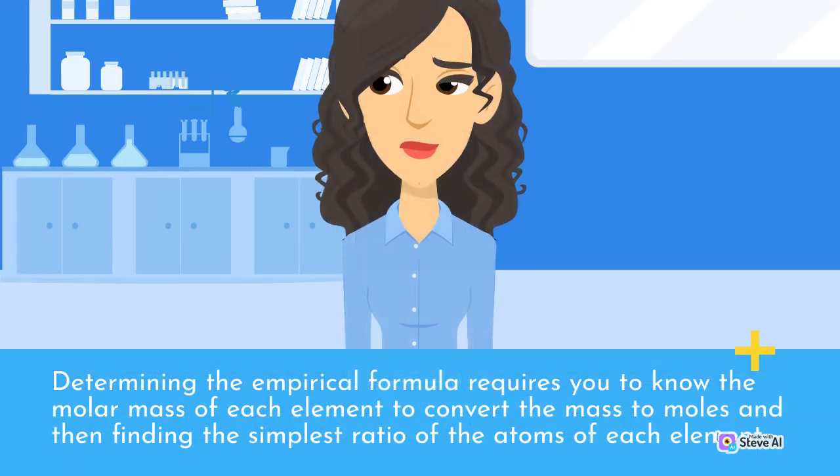Determining the empirical formula requires you to know the molar mass of each element to convert the mass to moles and then finding the simplest ratio of the atoms of each element.